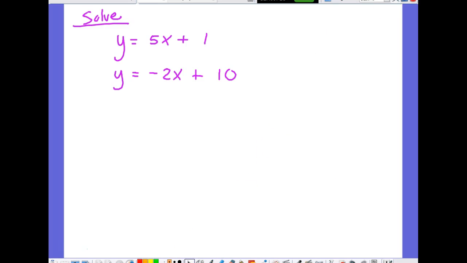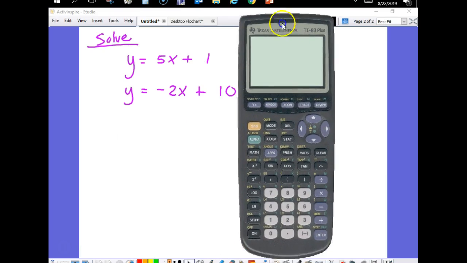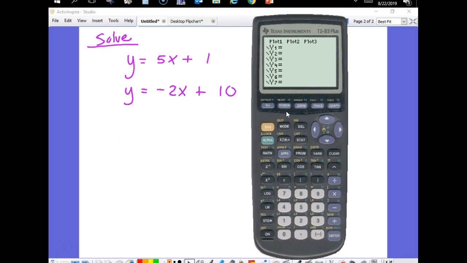So the first thing you're going to do is, wrong calculator, you're going to push the y equals button, and you're going to type both of those equations into your calculator. So I'm going to type 5x plus 1 in the top. You're going to push y equals, and then you're going to put 5x plus 1 in the first spot. And then for the other equation, you're going to put negative 2x. So push down to get to y2. And you're going to type in negative 2x plus 10.